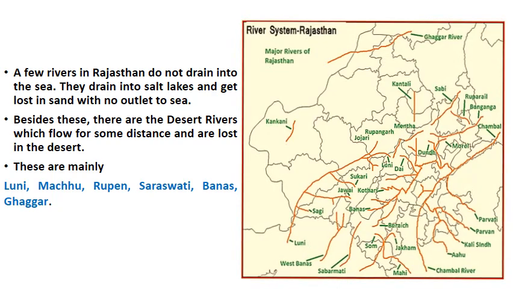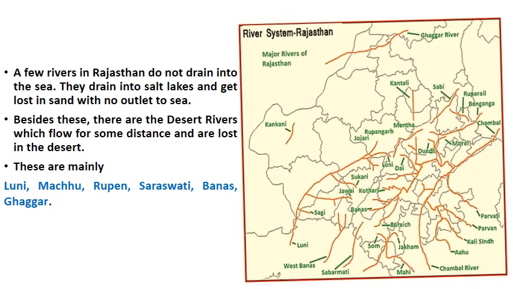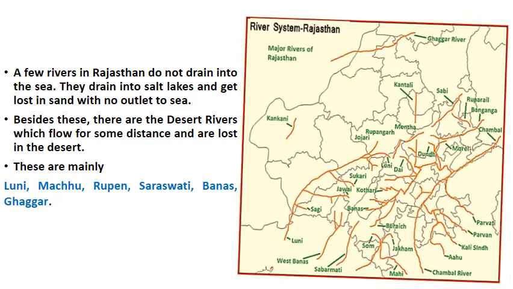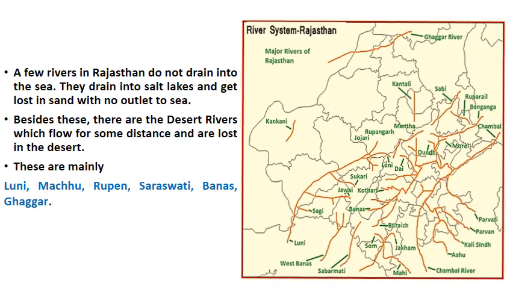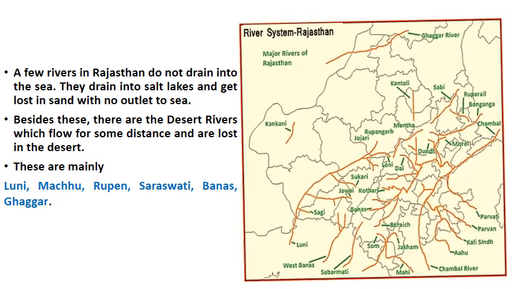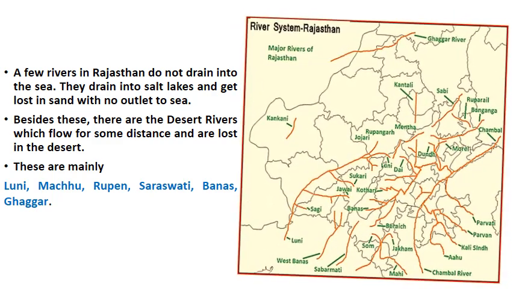River systems of Rajasthan. A few rivers in Rajasthan do not drain into the sea. They drain into salt lakes and get lost in sand with no outlet to the sea. Besides these, there are desert rivers which flow for some distance and are lost in the desert. These are mainly Luni, Machu, Rupen, Saraswati, Banas, and Ghaggar.